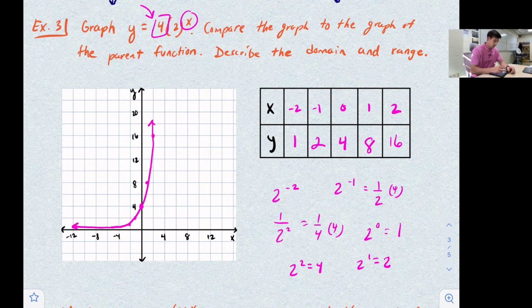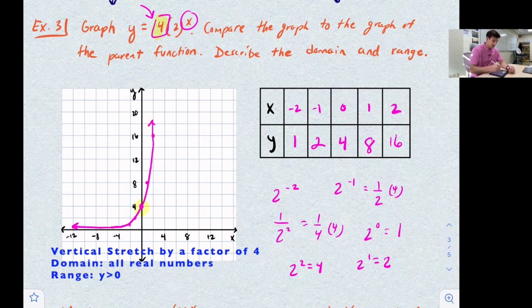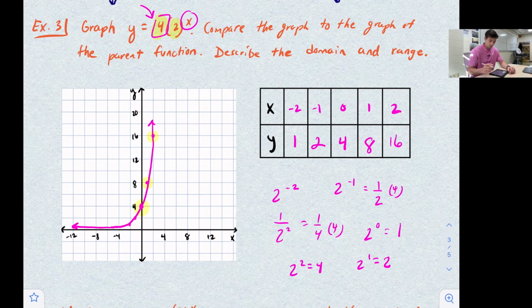Another thing that we can look at, right, we could say plot the y-intercept because a is 4. And then remember, b, this number in the parentheses, is what we're multiplying by. So when I go from x value of 0 to x value of 1, I multiply 4 by 2 to get 8. When I go from x value of 1 to x value of 2, I multiply 8 by 2 and I get 16. Okay?